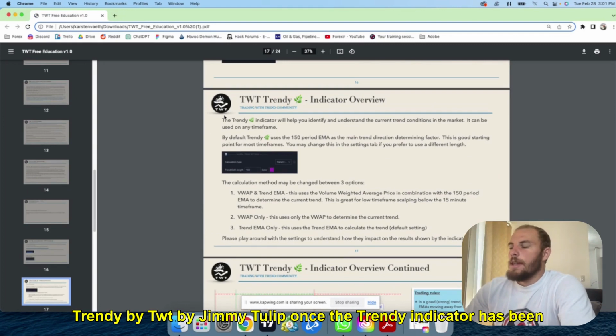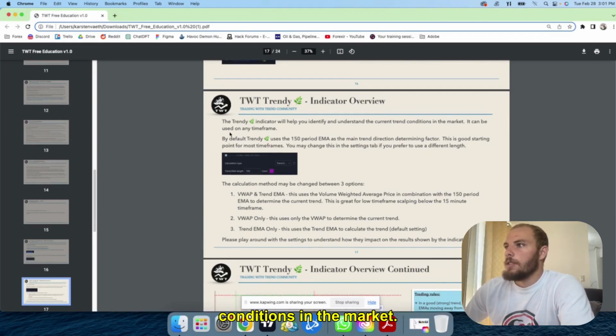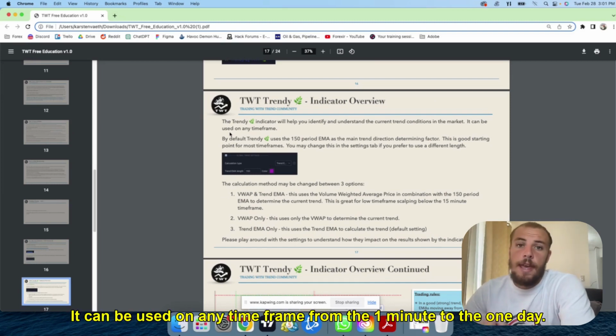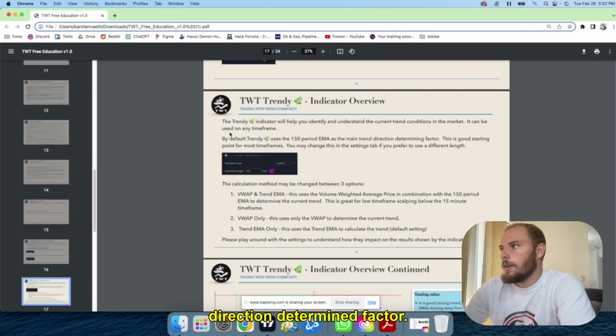Once the trendy indicator has been installed, it will help you identify and understand the current trend conditions in the market. It can be used on any time frame, from the 1 minute to the 1 day. By default, the trendy uses the 150 period EMA as the main trend direction determining factor. This is a good starting point for most time frames, and you may change it in the settings tab if you prefer to use a different length.